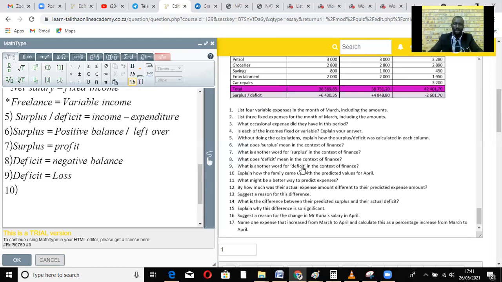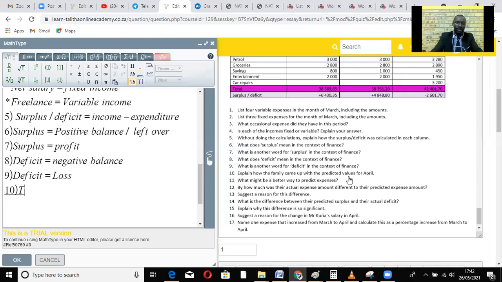We then go ahead to discuss question 10. That is, explain how the family came up with the predicted values for this month of April. How did the family reach these predicted values? Well, the family possibly looked back at the month of March, okay? The family looked at the month of March to guide them through the prediction for the month of April.